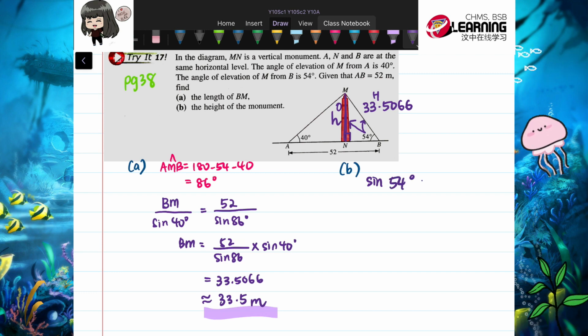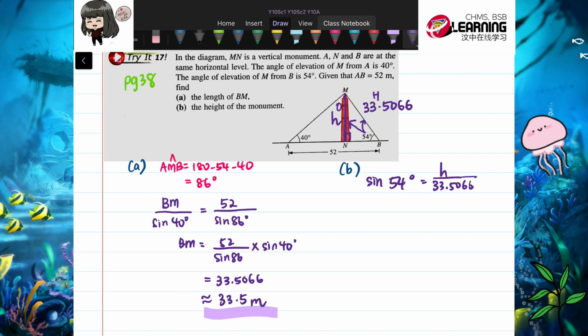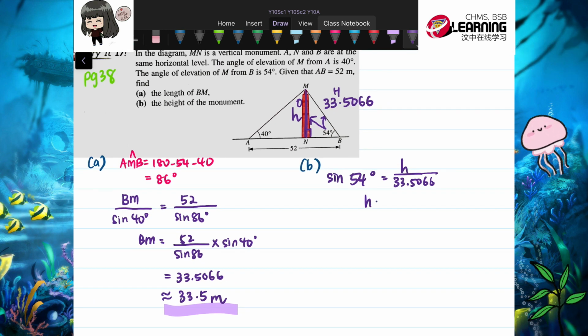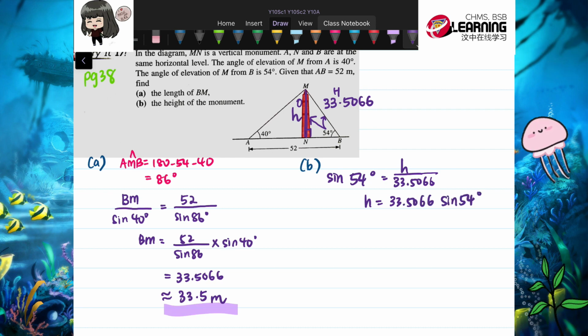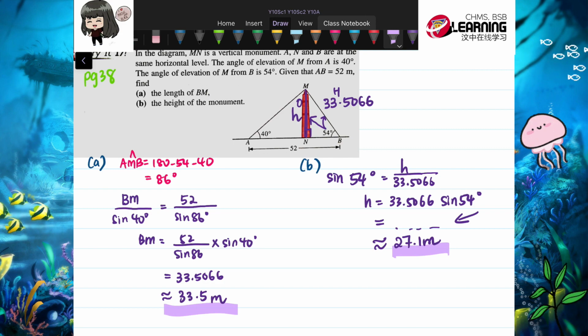So sine 54 degrees equals h over 33.5066. So your h is 33.5066 times sine 54. You find out yourself, and then 3 sig fig is 27.1 meters. Okay, so that's for question Try It 17.